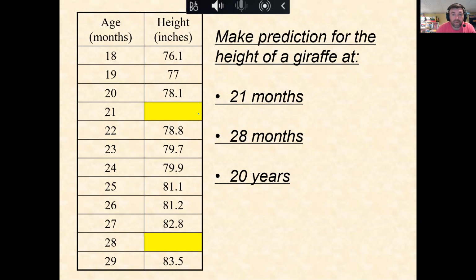So anyway, with that, I'm going to stop there. I'm going to post the answers to this one. So this is something you could try on your own. These are the heights in inches for giraffes at the ages of 18 months up to 29 months. And then there's predictions for 21 months, 28 months, and then 20 years. So we're going to talk about this one on Saturday. I mean, we're going to look at all of them, but we're going to talk about this one in particular on Saturday because it has a special name.